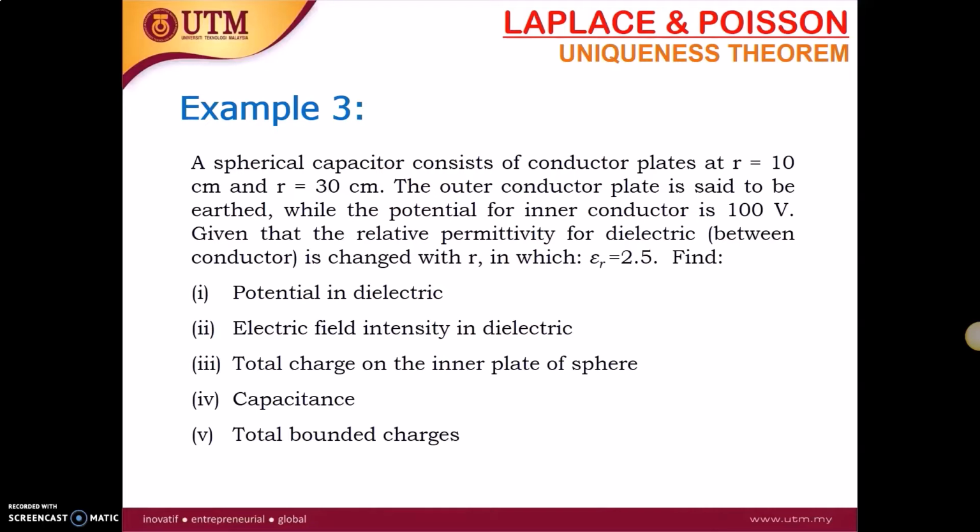Given that the relative permittivity for the dielectric, which is between the conductors, is changed with R, in which epsilon R equal to 2.5. Find first the potential in the dielectric, second the electric field intensity in the dielectric, third the total charge on the inner plate of the sphere, fourth the capacitance, and lastly the total bound charge.